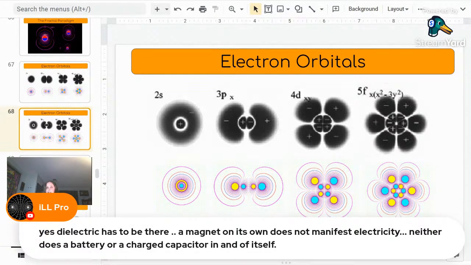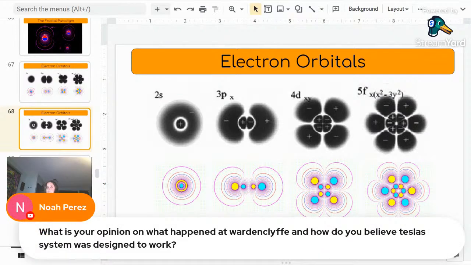Okay, so yes, the dielectric has to be there. A magnet on its own does not manifest electricity. Neither does a battery or charged capacitor in itself. So the dielectric has to be there. I agree, 100%. It is there.